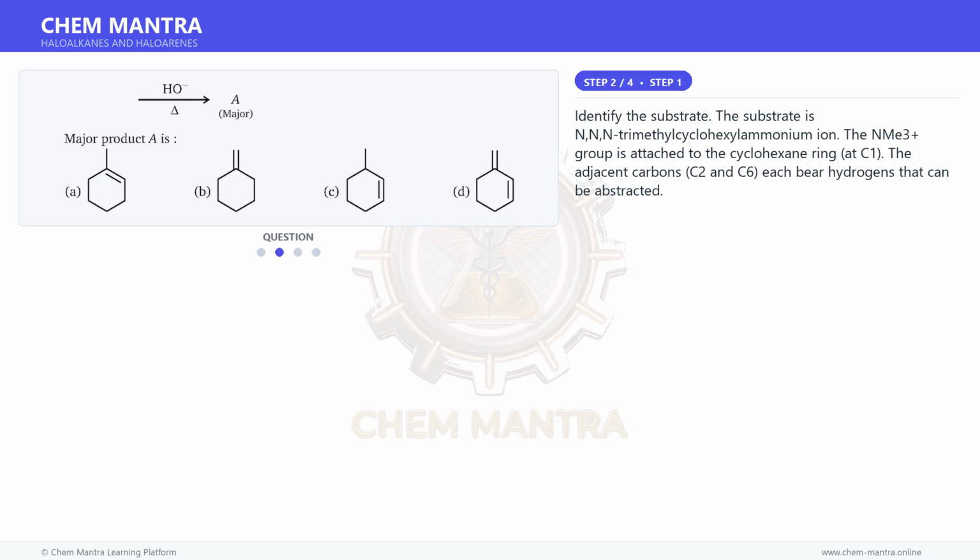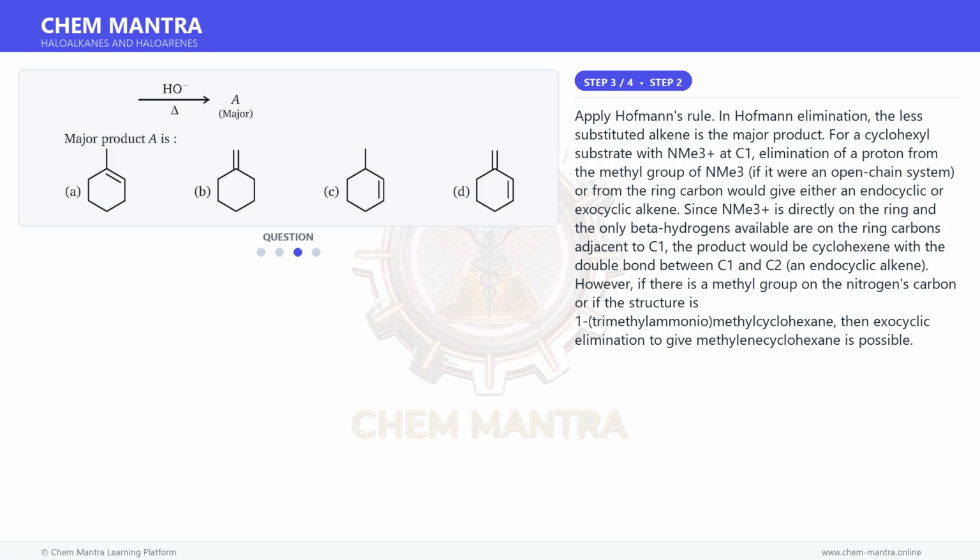Identify the substrate. The substrate is N-trimethylcyclohexylammonium ion. The NMe3+ group is attached to the cyclohexane ring at C1. The adjacent carbons, C2 and C6, each bear hydrogens that can be abstracted. Moving on to the next step.